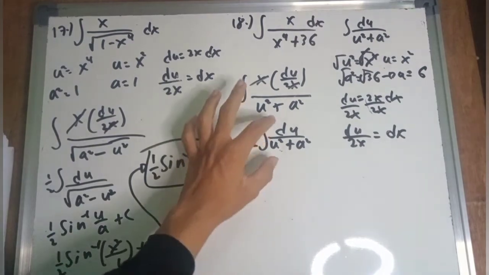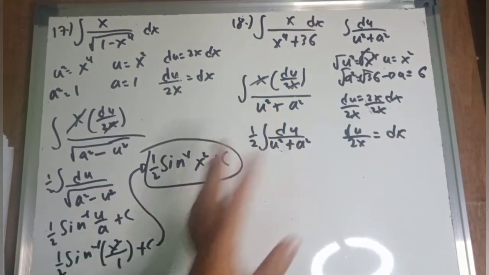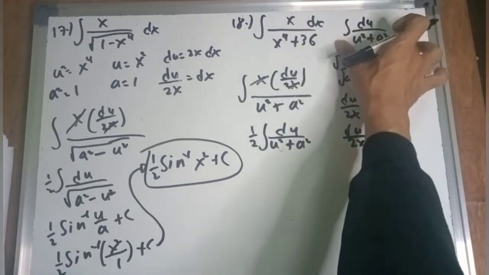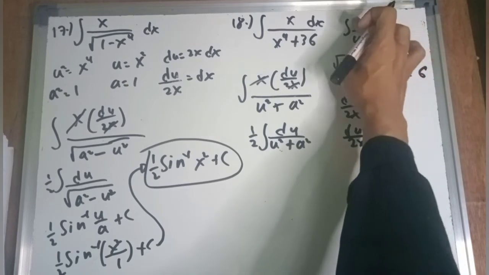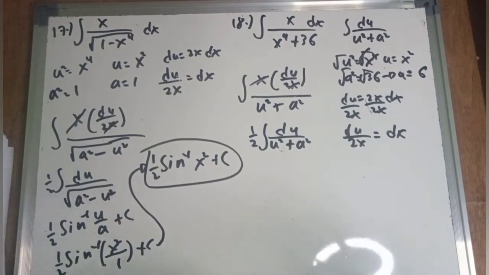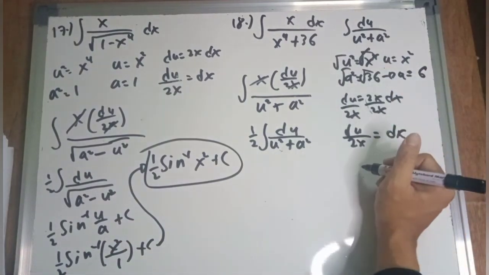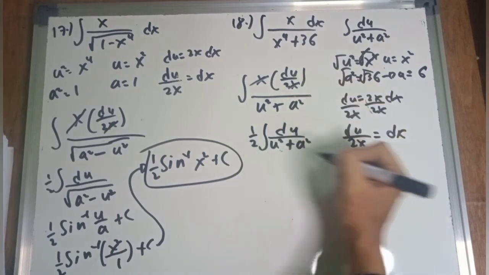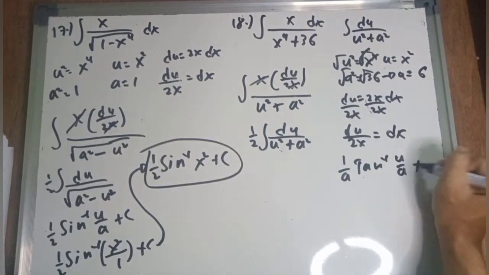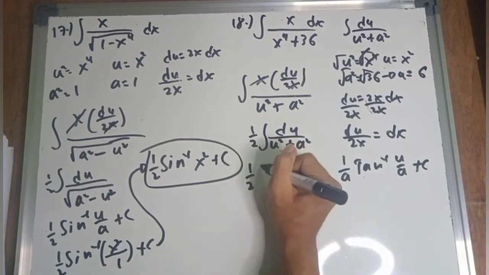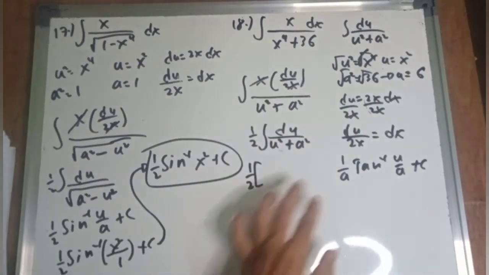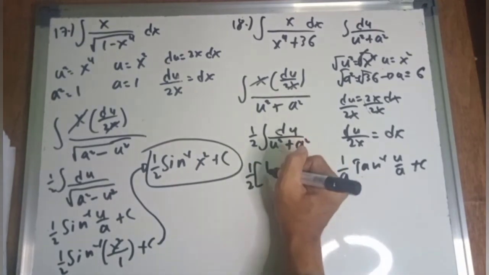So I think the integral of du all over u squared plus a squared is equivalent to the inverse of tan, no? I think this is similar to the formula. The formula of the inverse of tan for this equation is 1 all over a times the inverse of tan of u all over a plus c, no? So that is 1/2 multiplied. So this problem, the integral of du all over u squared plus a squared, is equivalent to this. So that is 1 all over a.